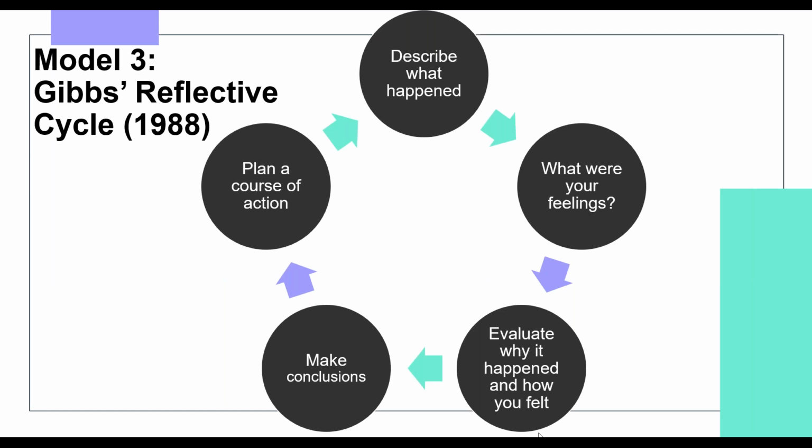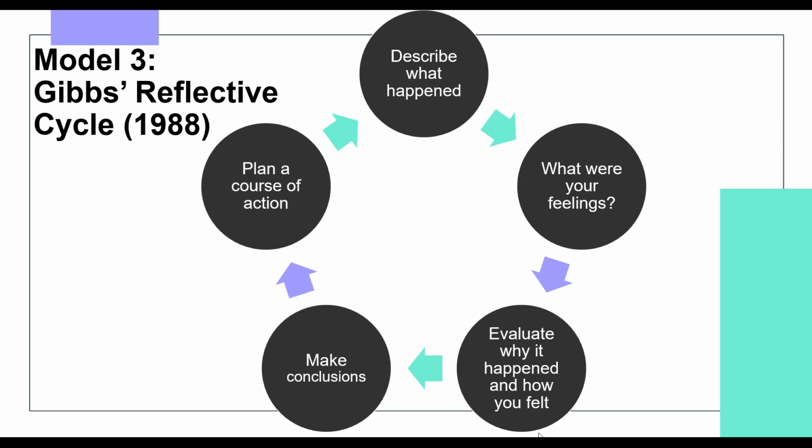And then the final model today is Gibbs's reflective cycle. There are five stages in this, starting with the description of what happened, then asking yourself, what were my feelings and reactions, and what was I thinking when it happened? How did these impact on the activity? Then an evaluation of how good or bad the activity went would take place, including the why and the how.